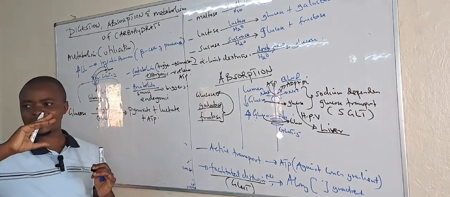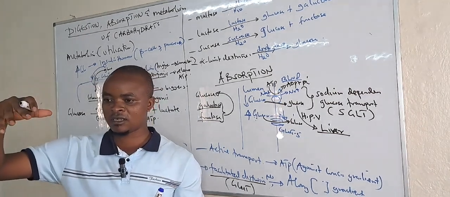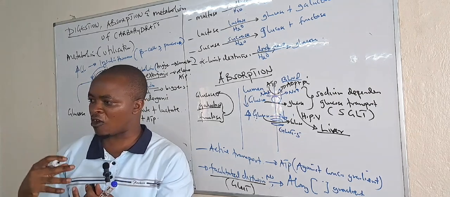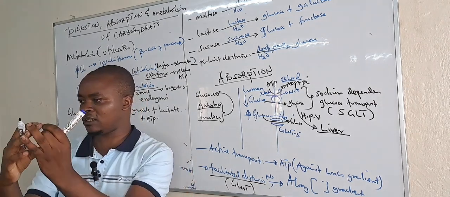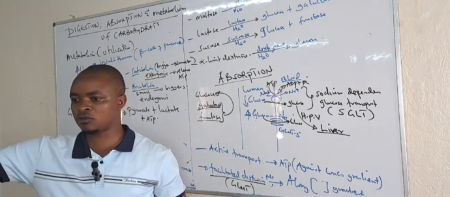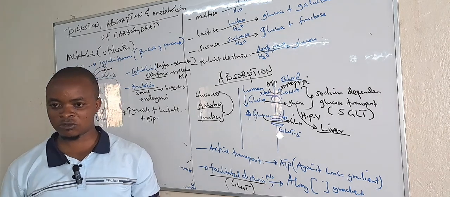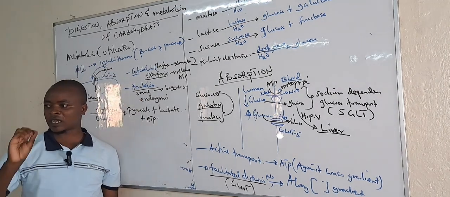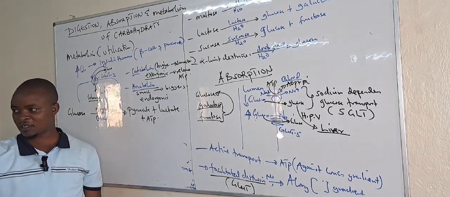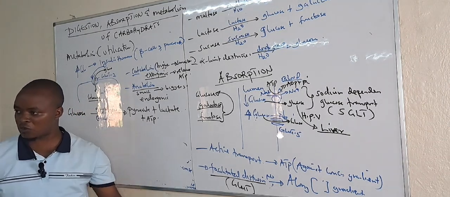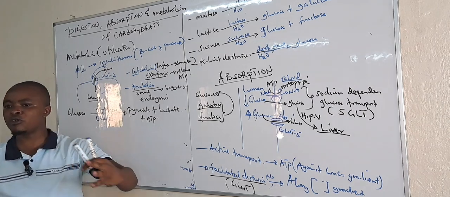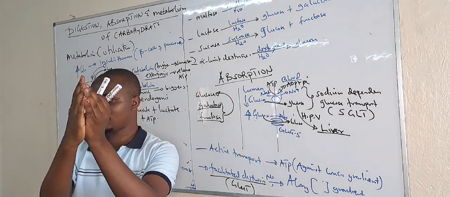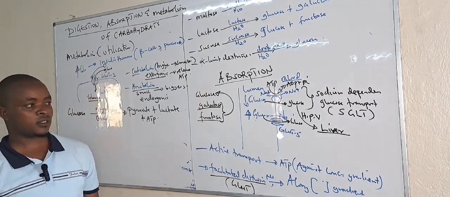Exergonic means there is surplus of ATP release. But endergonic, we are utilizing the ATP without releasing. That is what we call an endergonic reaction. Exergonic, there is release of ATP. Endergonic, you are utilizing. As you are building, you need the energy. That's why we call it endergonic.